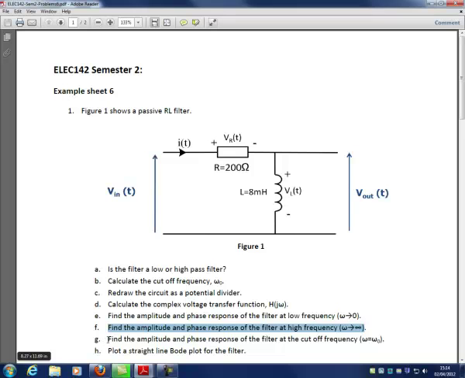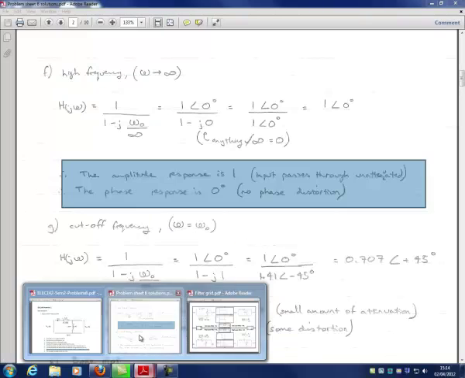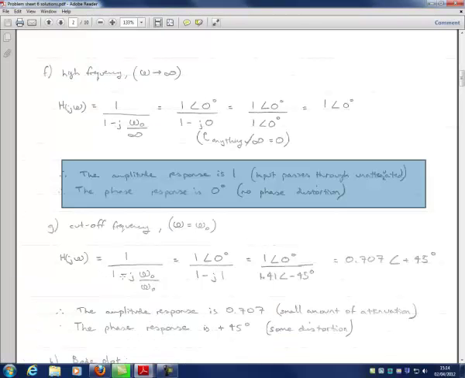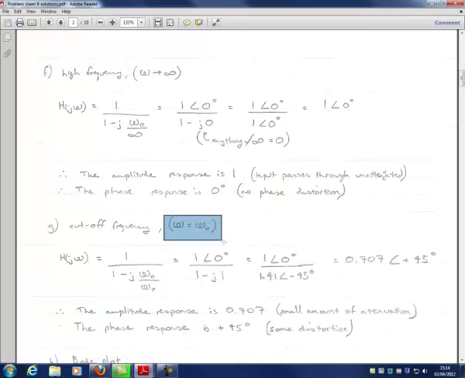So let's move on to part G. We're going to find the amplitude and phase response of the filter at the cutoff frequency, and this is where omega is equal to omega naught. So we're going to do the same procedure, but we're just going to replace omega with omega naught. So that's what we've got here, that's where it comes in. So we end up with 1 over 1 minus j omega naught over omega naught, which of course becomes 1.